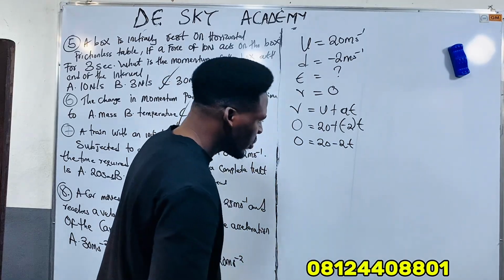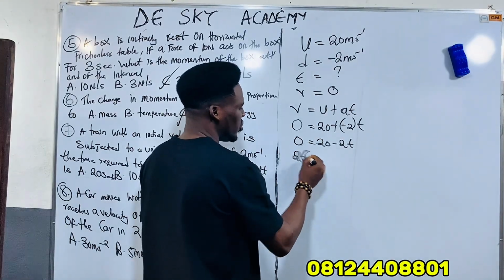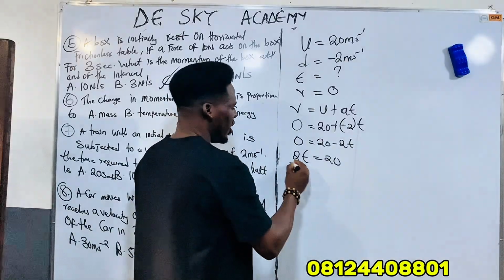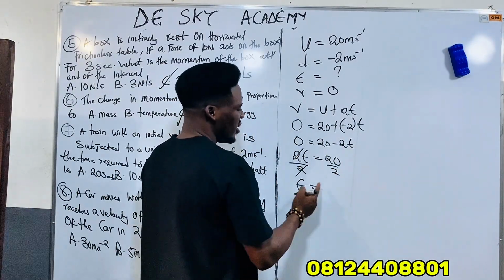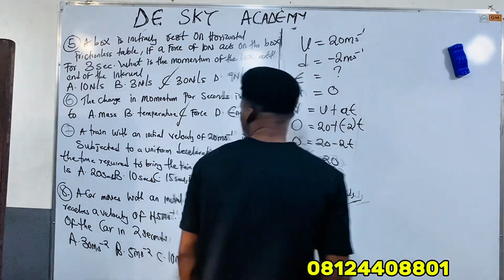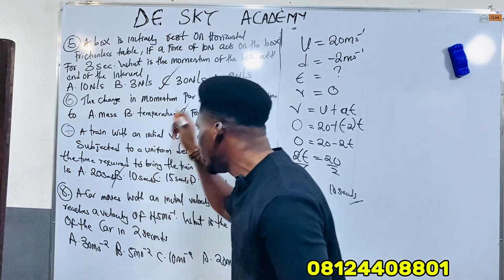So what do you do? Minus 2t crossing the equality sign will be plus 2t is equals to 20. Make t the subject of the formula. Divide by 2, divide by 2. These two cancel. I'll have that t is equals to 10 seconds. So do we have 10 seconds in the options? Yes, which is option B.